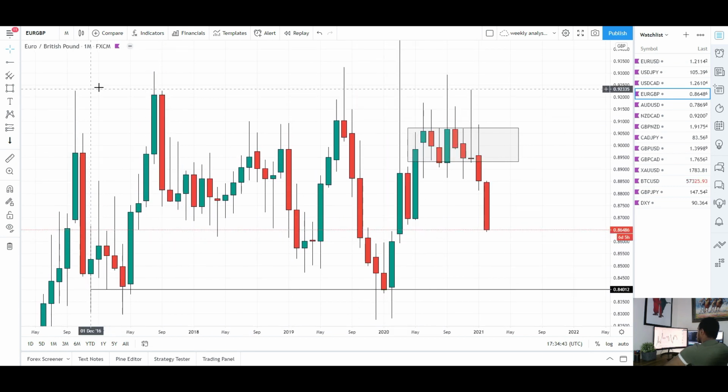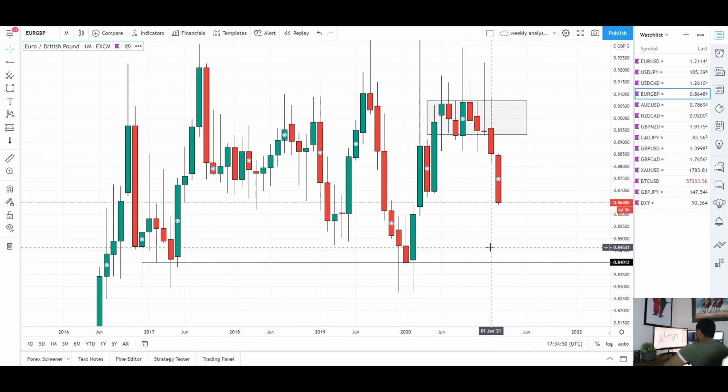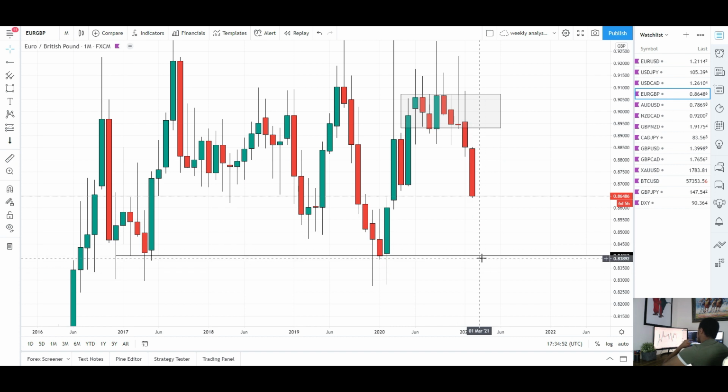Key support there, nice push to the upside, support there again. You can see we're failing to create higher highs there, so it looks like we're going to see another leg to the downside, especially with the momentum we have there on the monthly chart. So long term, I see price coming all the way down to 0.84, and I think we could be doing that in the next 2 or 3 months.